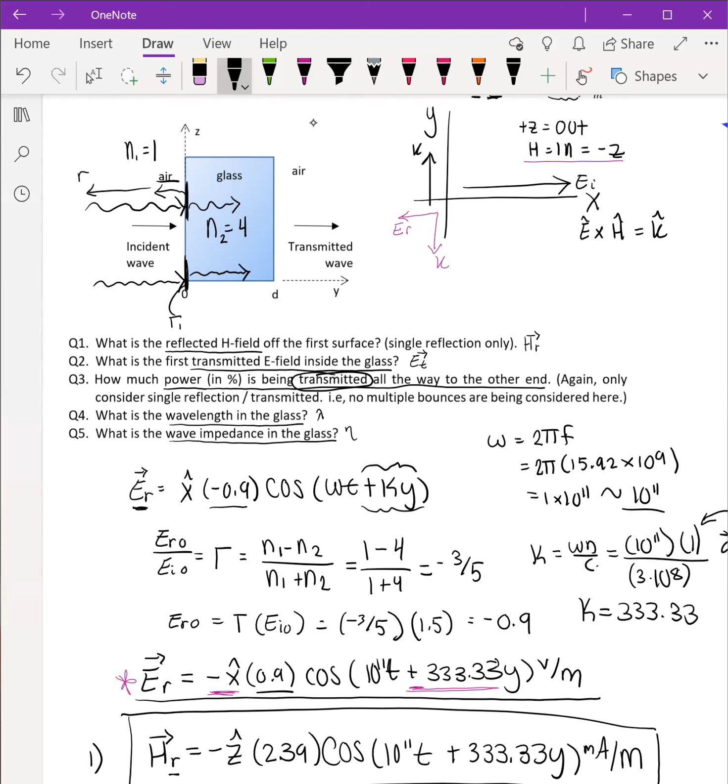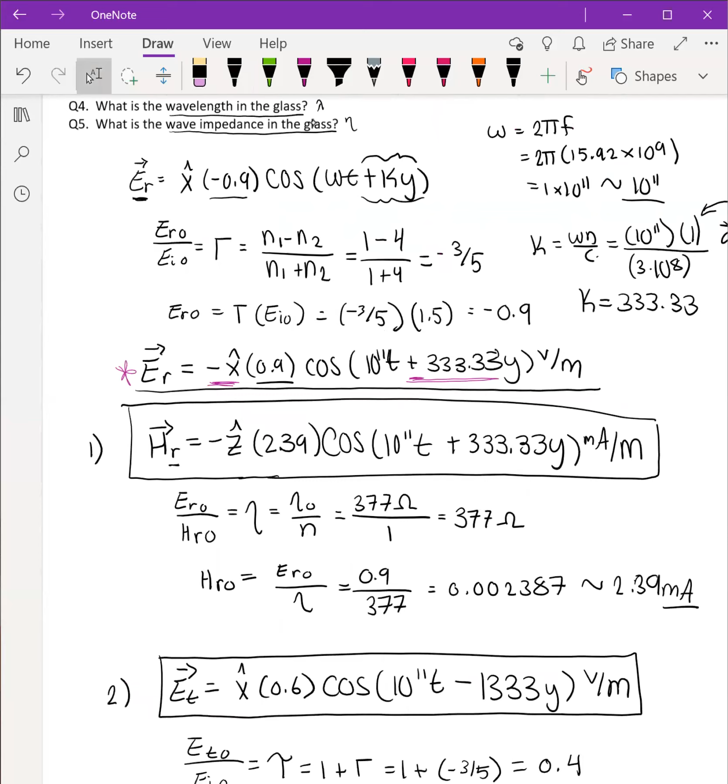Then we hit this second change in medium, and some is being reflected back, but we don't care about that, and then some is being transmitted. This question asks how much power is transmitted all the way to the other end. Each time there's a change in medium, we need to have that reflected by a gamma. There are 2 changes in medium here. One is reflected by a gamma 1, so similarly, we need a gamma 2.